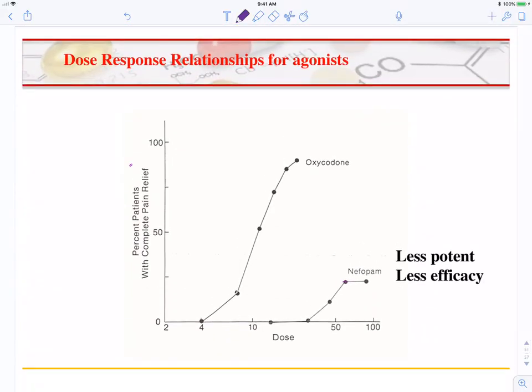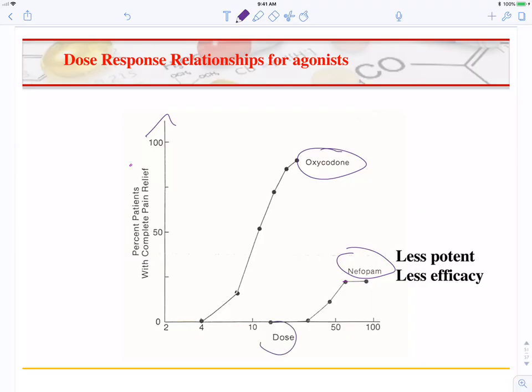Another situation that we can have is where the agonist we are evaluating is less potent and has less efficacy. For example, if we compare the action of oxycodone with nefopam, those are two painkillers, and in this case our y-axis is somewhat less quantitative because it's simply the percent of patients with complete pain relief, and so that's somewhat subjective. But nevertheless, we can still build these dose response curves.